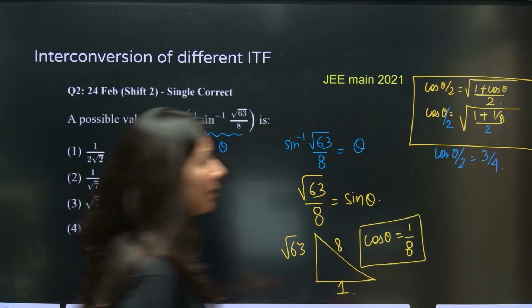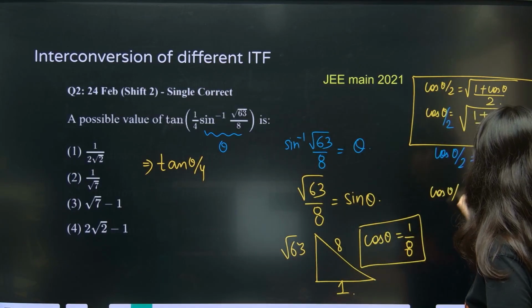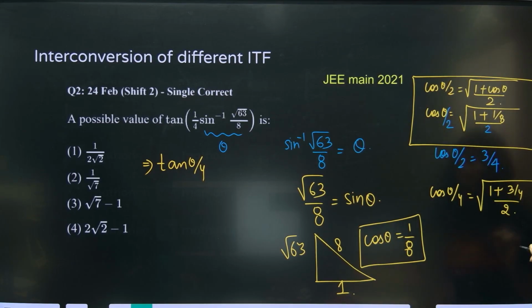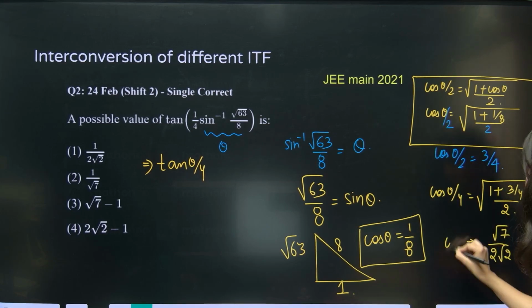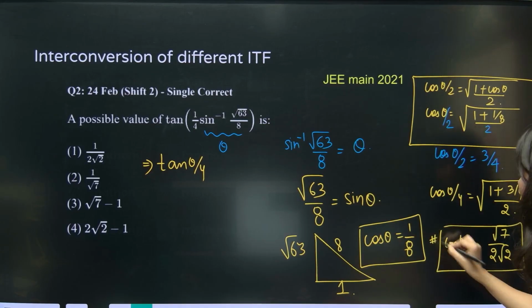Correct? Yes. Cos theta by 2 is 3 by 4. Now, one more time I am going to apply the same technique. So now cos theta by 4 is what? Square root of (1 plus 3 by 4) by 2. So now it is going to be what? Tell me, ma'am. Root 7 upon 2 root 2 is cos theta by 4.